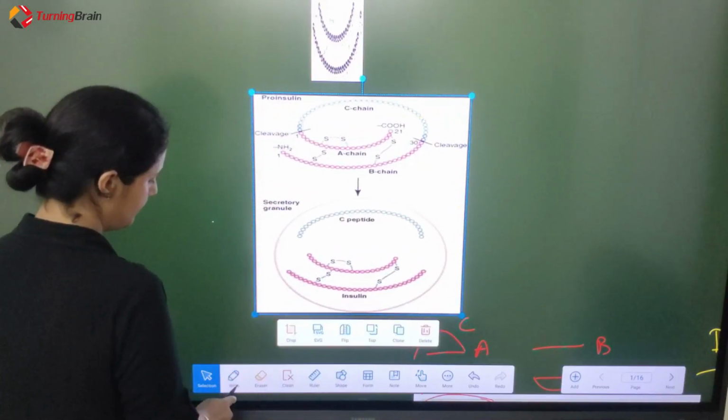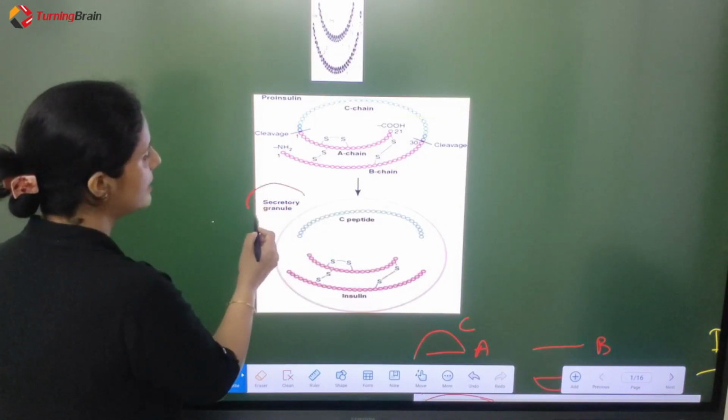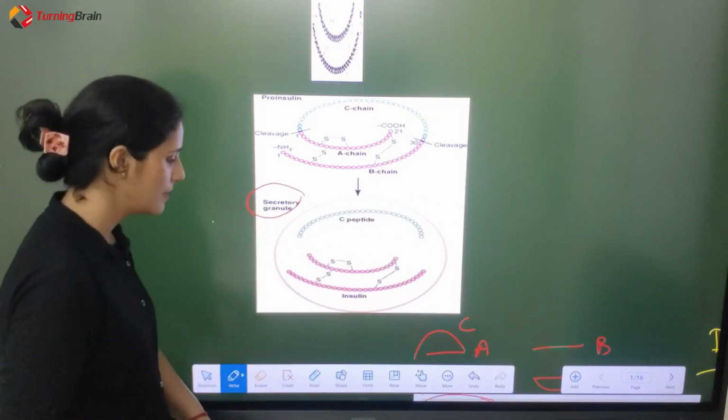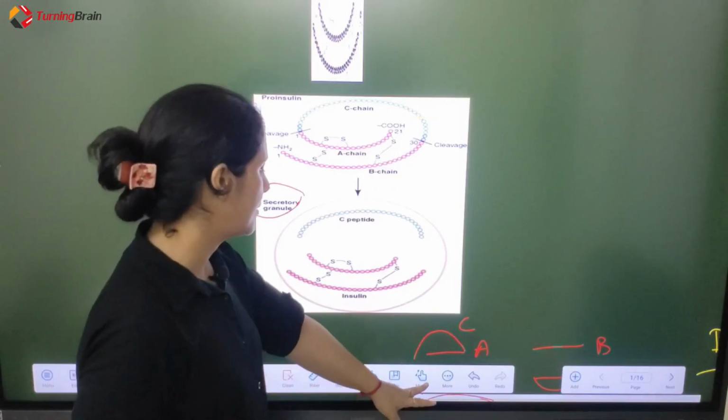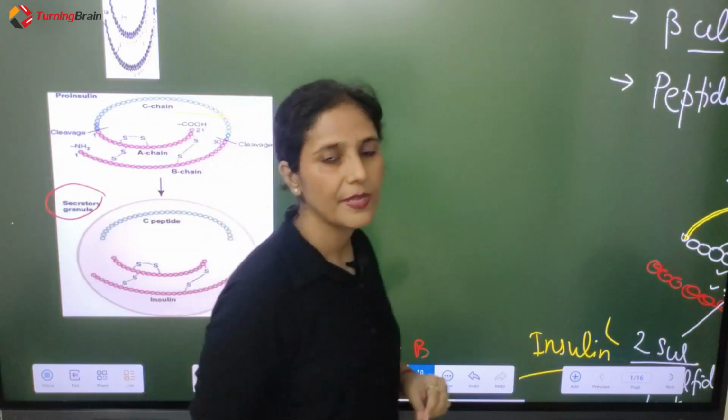See the word secretory granule. This is actually a secretory granule where the insulin and C-peptide are released together. Okay. So what is the importance of C-peptide?